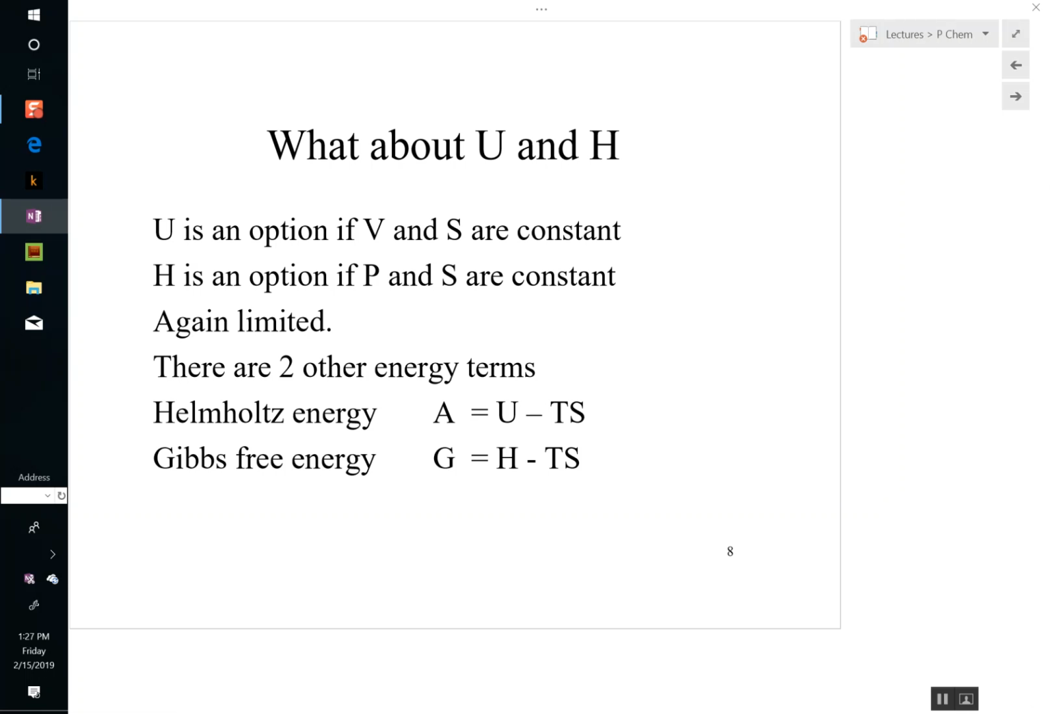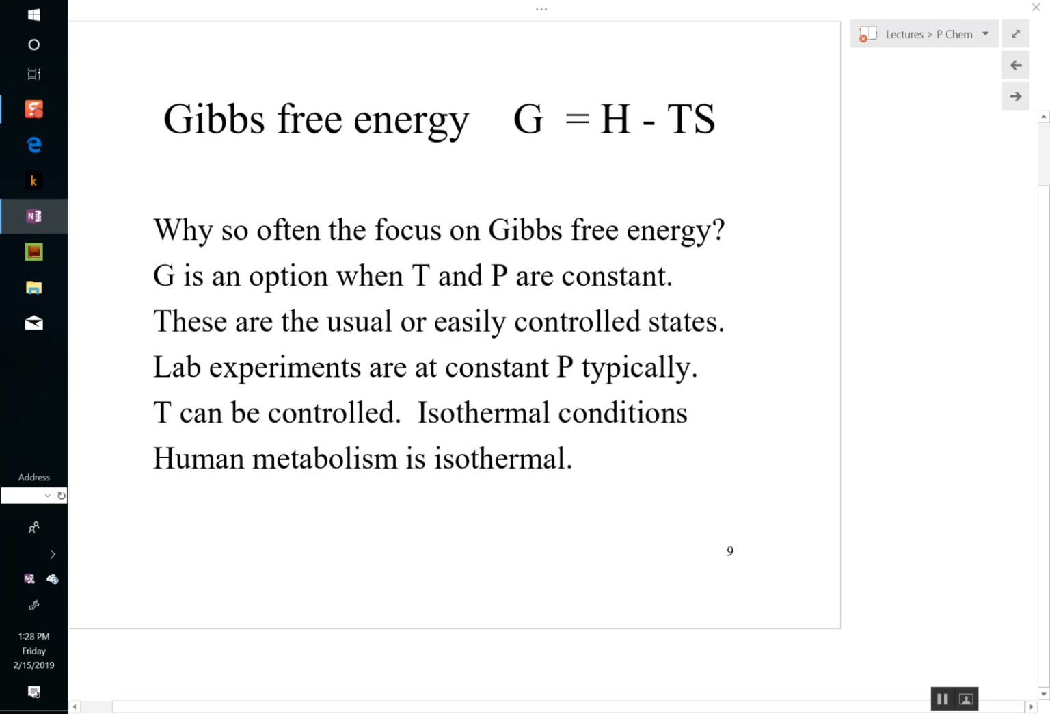defining new ones, and you can probably put 3 equal signs here, 3 bars. Helmholtz is defined as the internal energy minus T times entropy. And the Gibbs free energy, G, equals the enthalpy minus T times the entropy. And we often focus on the Gibbs, as I mentioned, because it's an option when temperature and pressure can be controlled. And these are the most typical variables that we can manage in a laboratory.